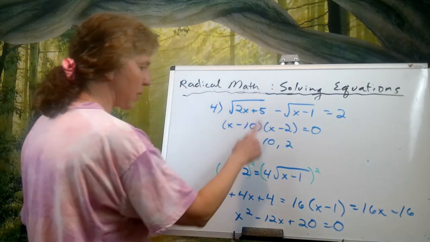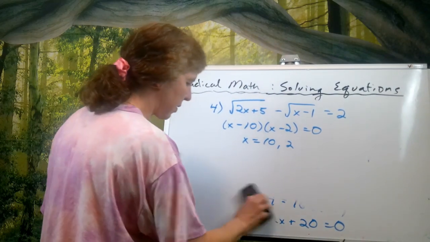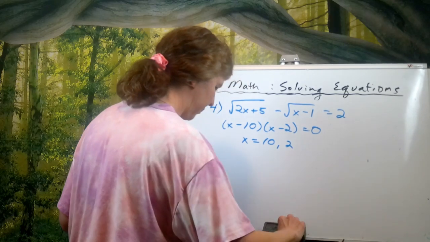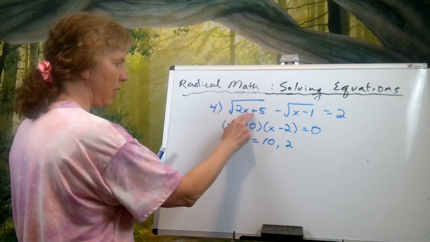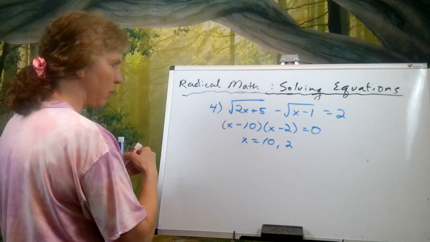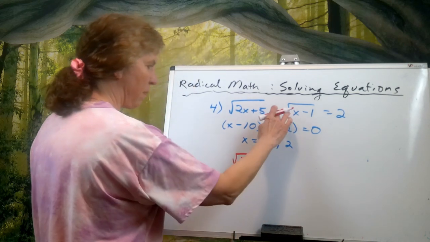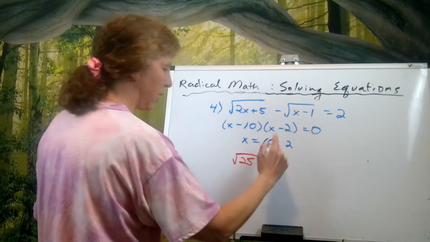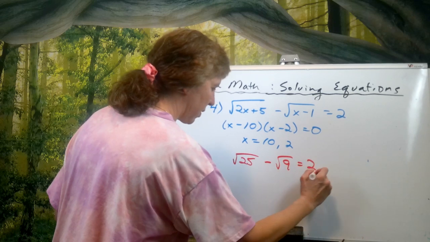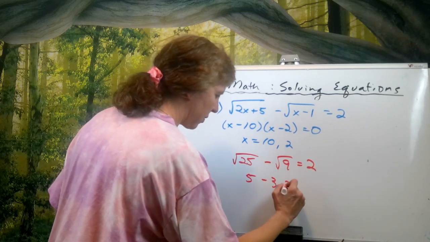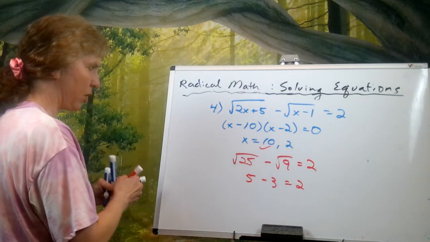And I'm going to take both of those and plug them back into the original to make sure that we don't have extraneous roots. All right, so if I plug in 10 first, I get 20 plus 5 will be root 25. Minus 10 minus 1 is 9, square root of 9. So that's 5 minus 3 is 2. That one's fine.